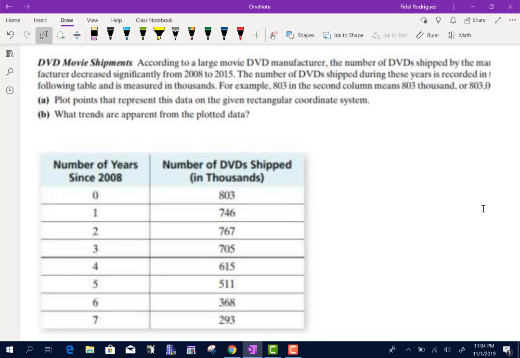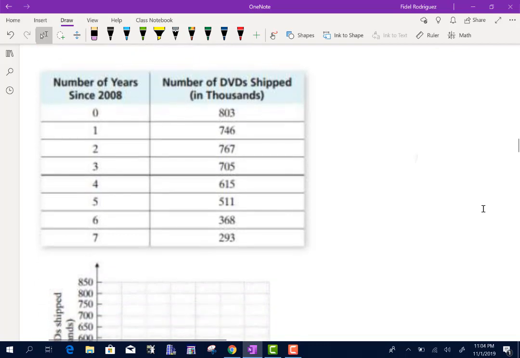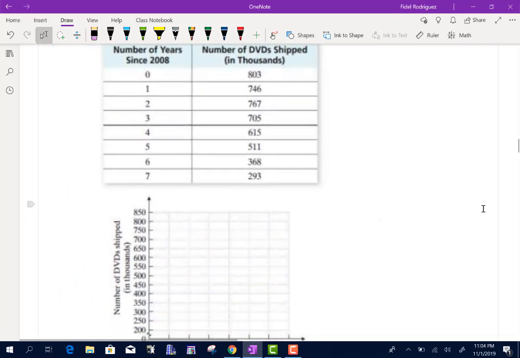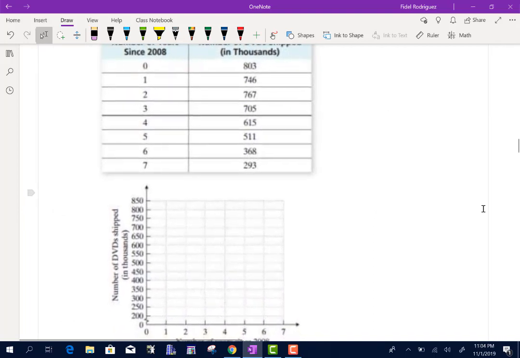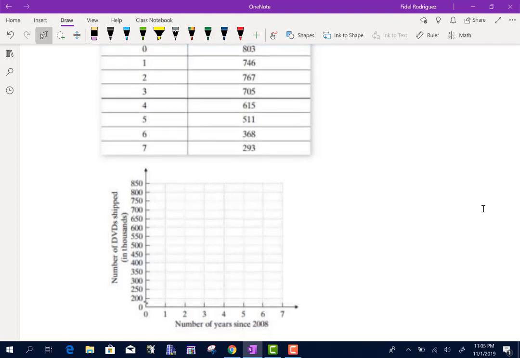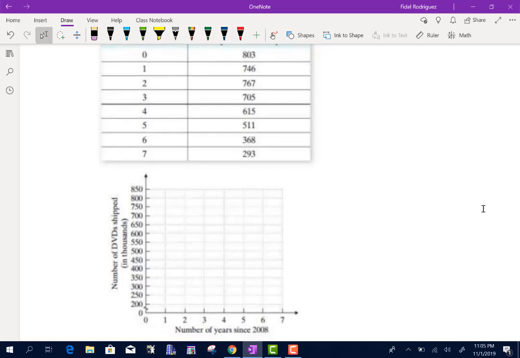Okay, so it looks like we're going to have to plot about 7 points here, or 8 points actually, because it's 0 all the way through 7. So I'm going to just try to make this a little bit smaller. Okay. All right. Let me grab my marker. I'm going to go green. Okay. I'm just going to shift this up a little bit. I want you to notice the numbers down here on the bottom are my years. The numbers going up and down are the number of DVDs. Okay. So look what it's telling me.